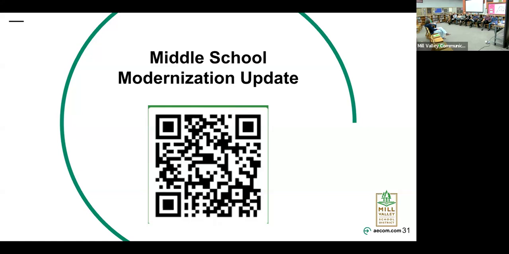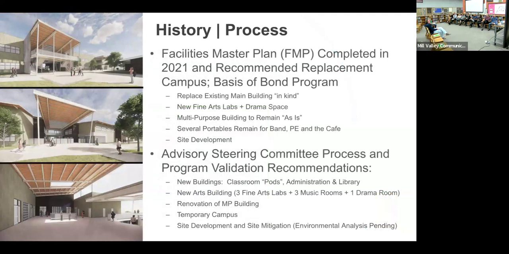Okay. We're gonna pivot to the middle school. First, those of you who were part of the July 18th Board of Trustees meeting, some of this will be repeat. However, we have not brought this information to a community forum yet. So we thought we would share this with you. This was the schematic design approval for the middle school site, beginning with the history and process.